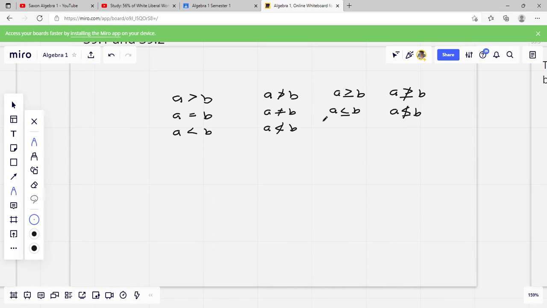Now, if we had A is greater than or equal to B, that means that A cannot be less than B. Right? If we had A is not greater than or equal to B, that means that A has to be less than B. Right? So there's only three choices. If it's not one of them, then it's the other two. If it's not two, then it's the other one.